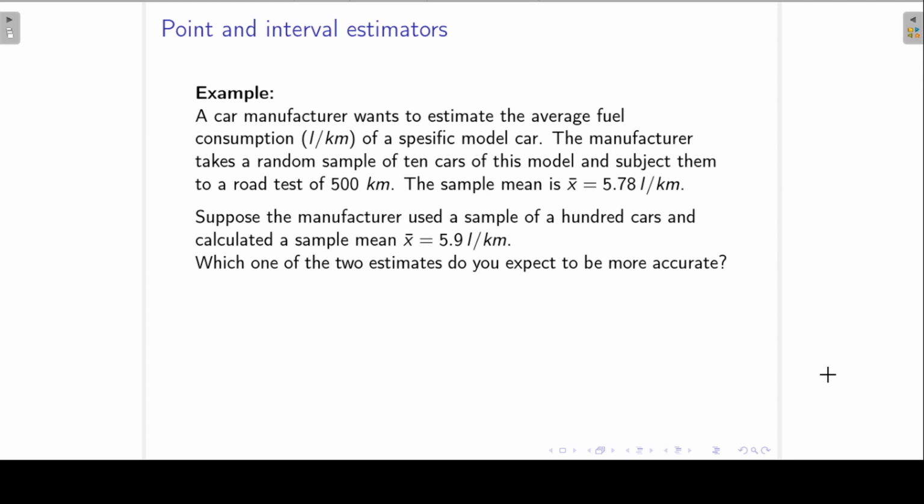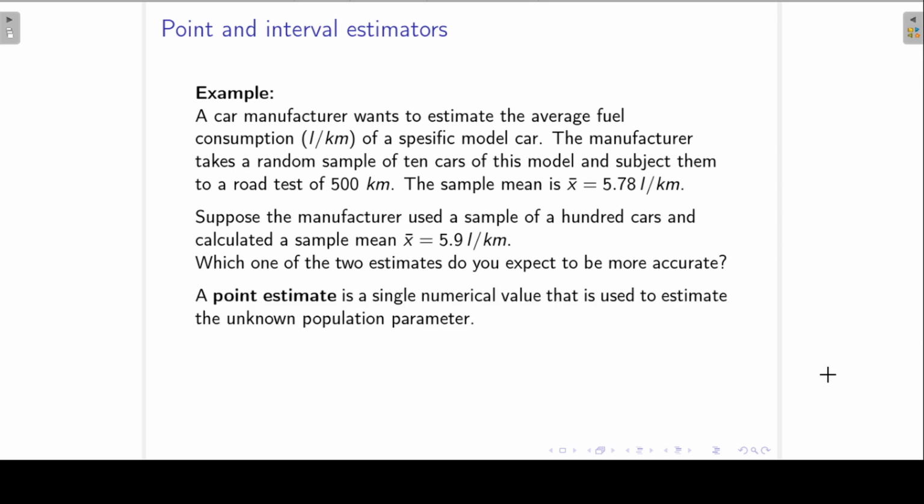I think that most of you will agree that we will use the estimate calculated from a sample of size 100. Why would we rather go with the 5.9 liters per kilometer? Because it was calculated from a bigger sample, and a bigger sample contains more information, and therefore we expect it to be a better estimate of the unknown population mean.